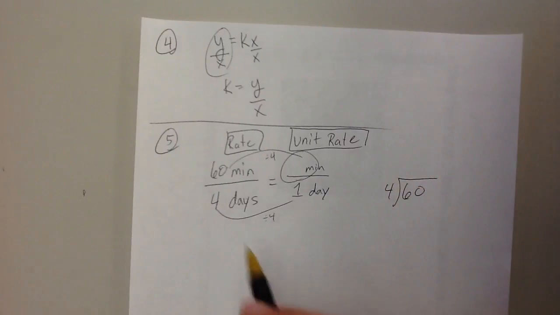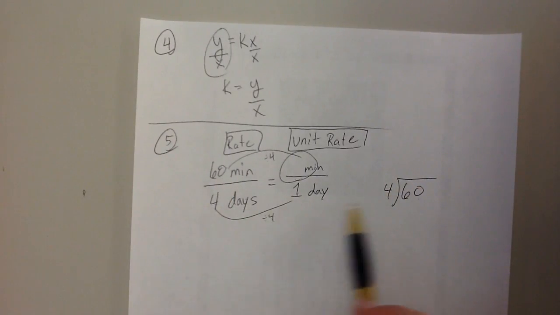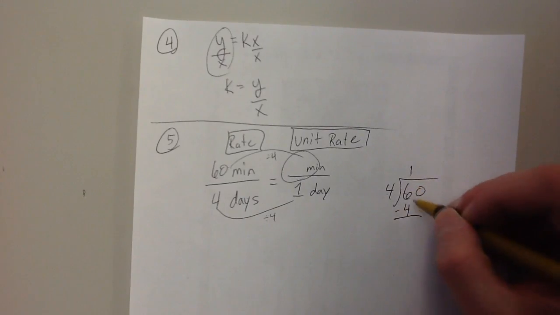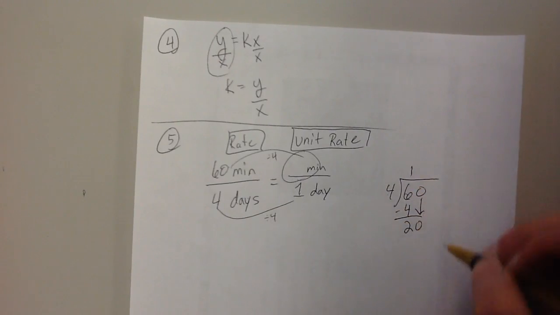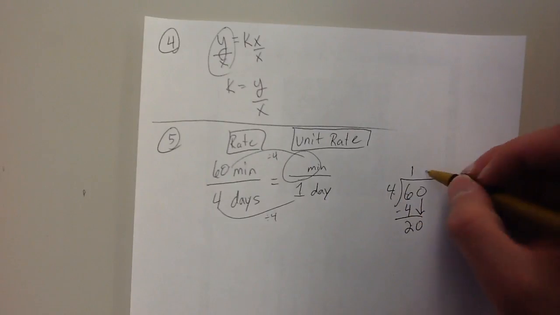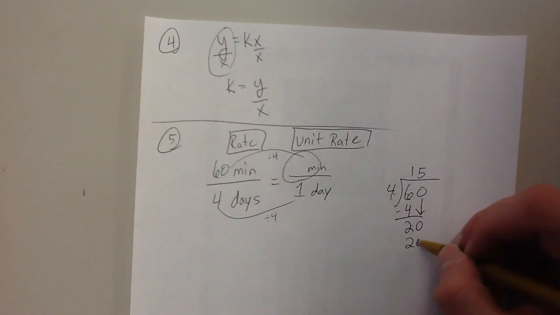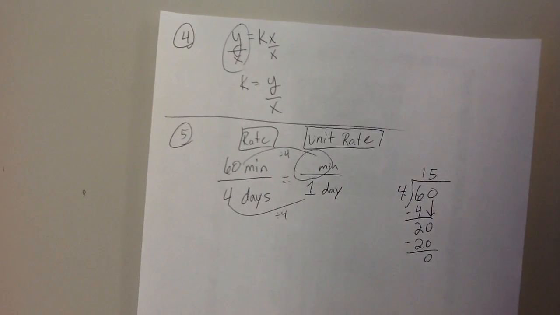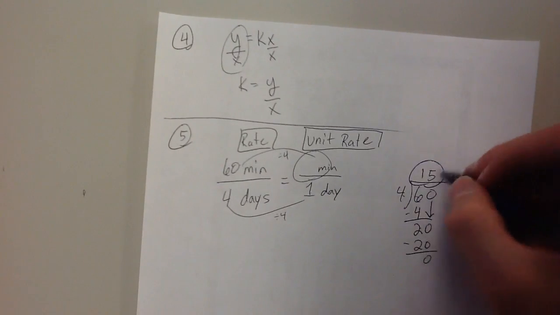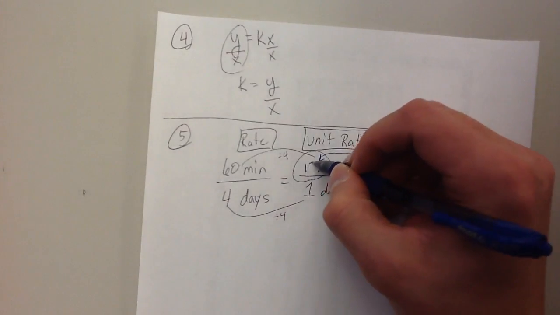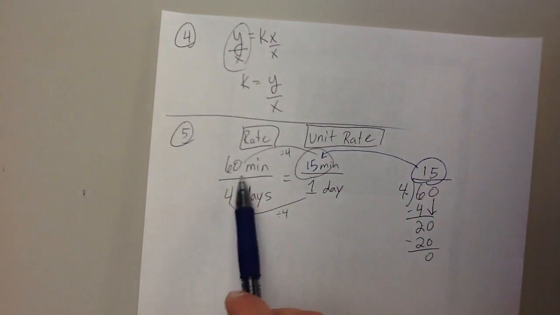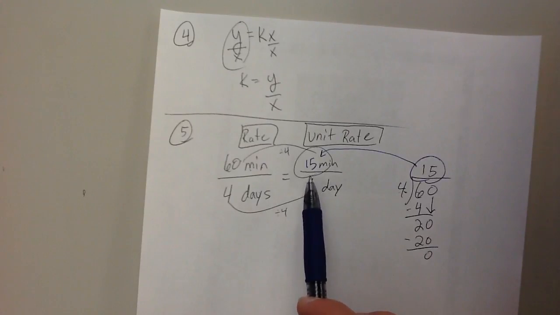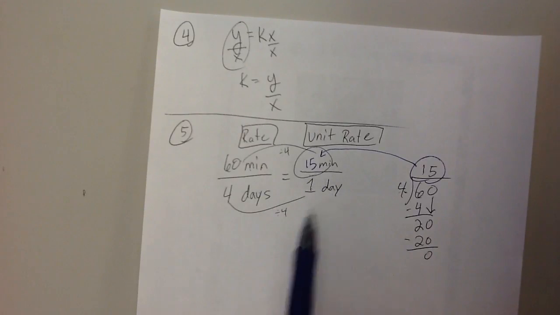60 divided by 4, again, top number goes inside, bottom number goes outside. 4 goes into 6 one time. 1 times 4 is 4. Subtracting, I get 2, bring down the 0. 4 goes into 20 5 times, and 5 times 4 is 20, so I get a remainder of 0. And so I take this quotient that I got, 15, and I plug that in right here. And so if she spends 60 minutes in 4 days, that means her average is 15 minutes per 1 day.